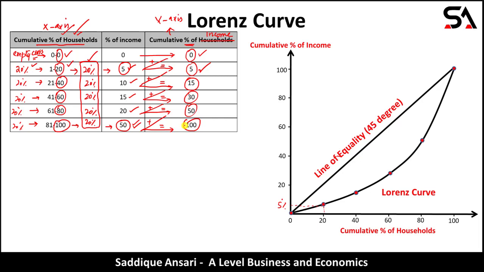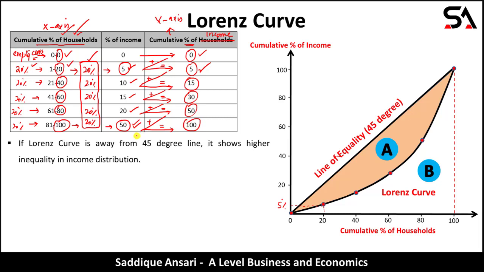Now this Lorenz curve shows income inequality. Let's discuss a few points about Lorenz curve. Let's consider this area as area A and this area as area B. If the Lorenz curve is away from the 45-degree line, it shows higher inequality in income distribution. The greater the distance from the 45-degree line, the higher will be the inequality in income distribution. And if the Lorenz curve is closer to the 45-degree line, that will show less inequality in the income distribution.